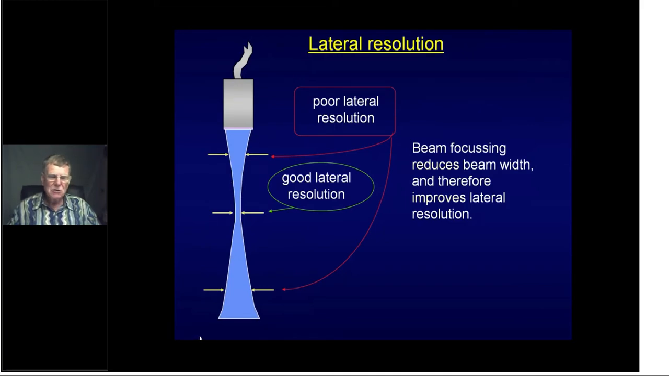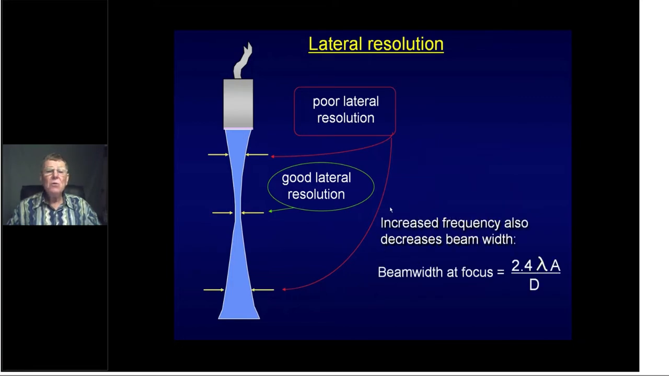Here's our focused beam. You will get good resolution within the focal zone. Certainly best at the focal point, but definitely within the focal zone. You will get reduced or poor resolution once you get away from that. So up close to the transducer and further away where the beam is much wider, then lateral resolution is not going to be as good.